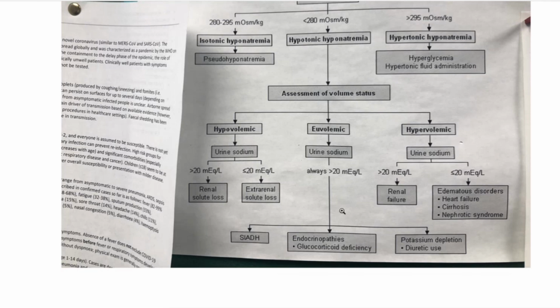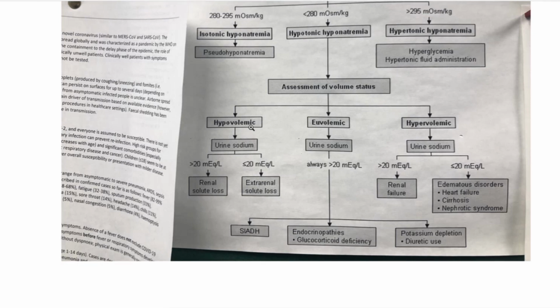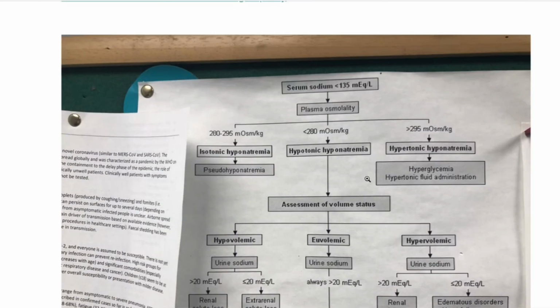If it's more than 20, you're talking about SIADH. In the hypervolemic patient, if urine sodium is more than 20, it's renal failure. Less than 20, these are the other failures like heart failure, cirrhosis, and nephrotic syndrome. For a hypovolemic, dehydrated patient with high urine sodium, it's renal loss. Low urine sodium, this is an extra-renal loss, GIT. So an excellent classification, which I always used, and this is the one that I use up till now if I'm dealing with hyponatremia.